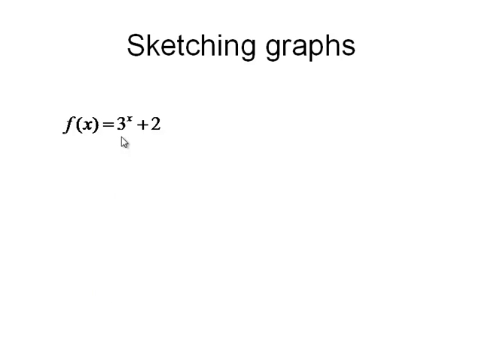Now when you're sketching, suppose you have 3 to the x plus 2. We follow the same things as we did before. You're going to take the 3 to the x graph and plus 2, which means you're going to move it up 2 units. So here's our 3 to the x graph, just sketched. Again, it went through the point 0, 1. We're going to move it up 2 units. So I just count up 2 and sketch it.